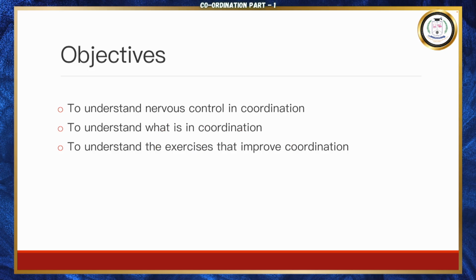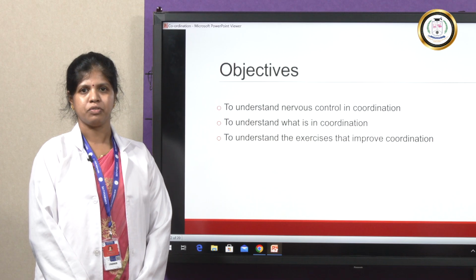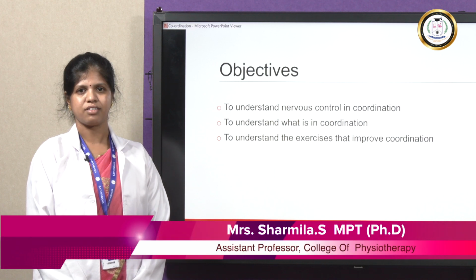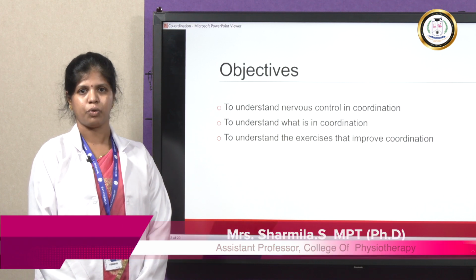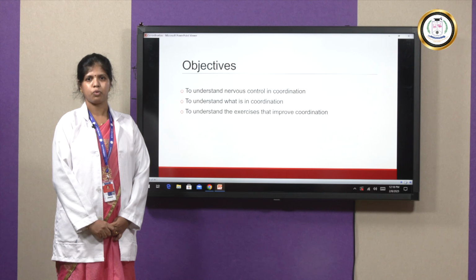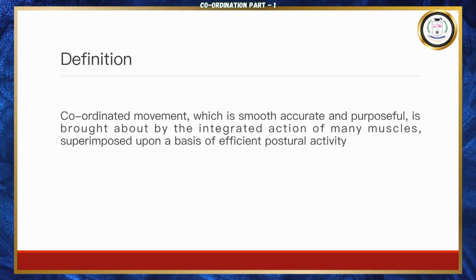Moving on with the objectives. The objectives for today's presentation are to understand what coordination is and how the nervous system plays a role in coordination. The next objective is to understand what incoordination is and what the causes of incoordination are. And the third objective is what exercises we can teach to subjects who are having incoordination problems. So moving on with the definition.